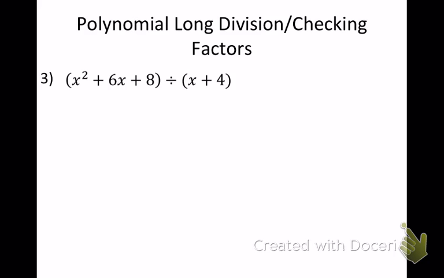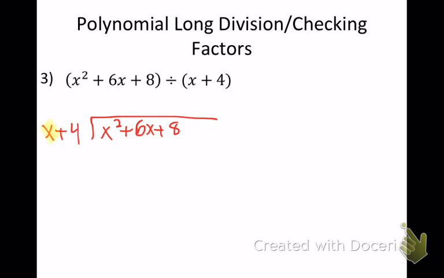All right, let's try number 3 here. x squared plus 6x plus 8 divided by x plus 4. So I need to set it up now. Which one's going to go, if I were to say, quote unquote, inside the house here? x squared plus 6x plus 8, right? And then x plus 4 goes on the outside. Great. So now I have my divisor here.